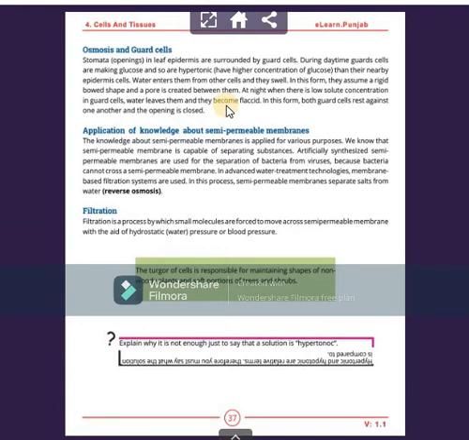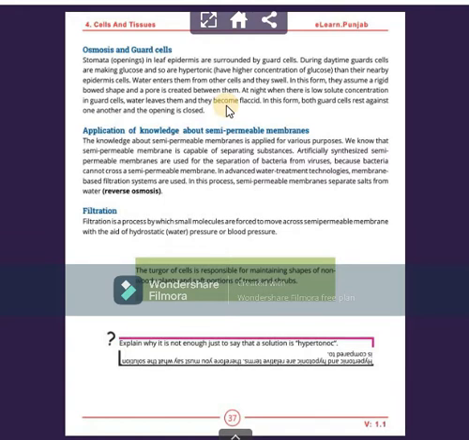At the time when there is a low solute concentration in guard cells, water leaves them and they become flaccid. In this form, both guard cells rest against one another and the opening is closed. In this way, the transpiration process is more in the daytime and less in the night time.